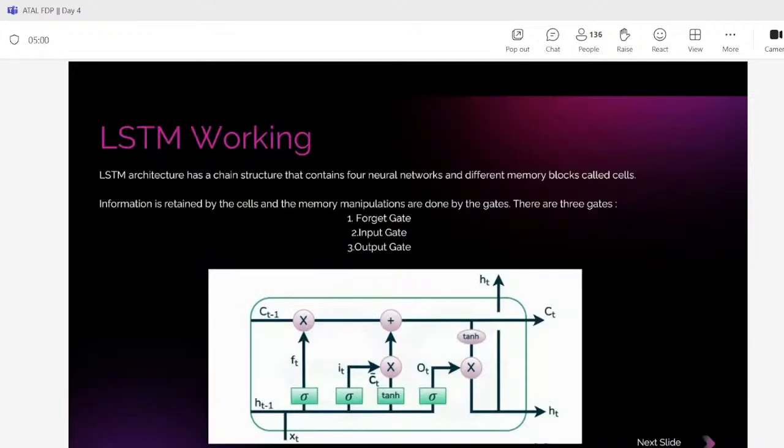And this is the working of LSTM. This architecture has a certain structure that contains four neural networks and different memory blocks called cells. The information is retained by the cells and the memory manipulations are done by the gates. So here there are three types of gates, namely forget gate, input gate, and output gate.